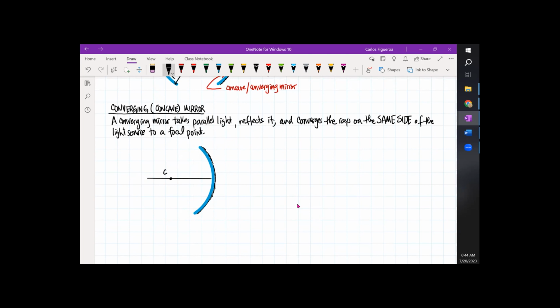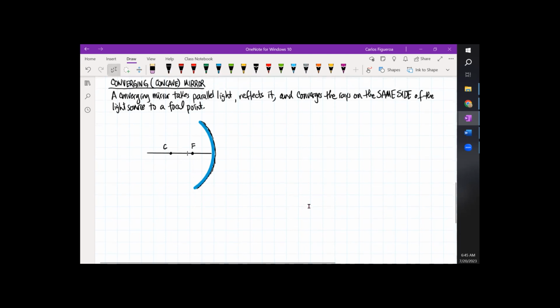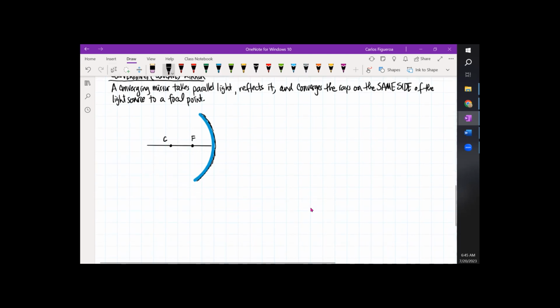By definition, the focal length is half of the center of curvature. So that means this has to be about right here. This is the focal point. So if I look at our definitions here, we know that C is the center of curvature. So then F here is our focal point. And then we have our focal length.